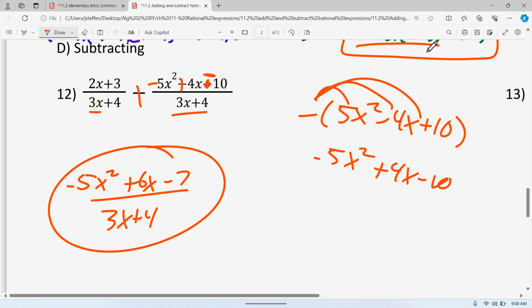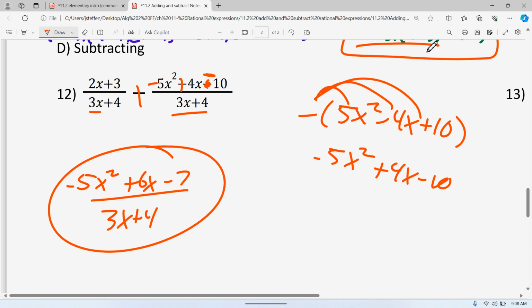And any subtraction problem, that's how I do it. Everything else is the exact same once you change those signs. And again, honestly, in my opinion, the hardest part is remembering to do it, to a plus. And again, you only change the signs of your numerator.